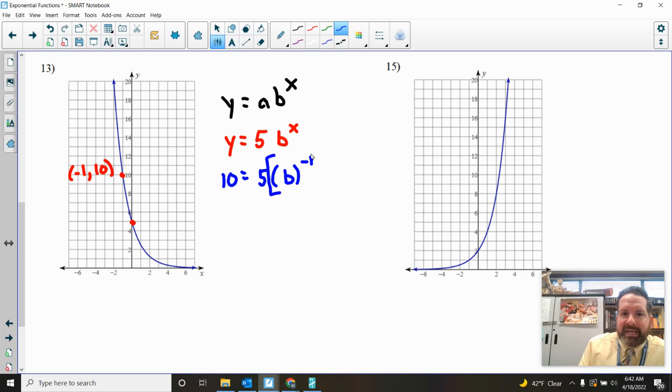Let's get this by itself. It's currently multiplied by 5, so how about I divide by 5? That'll give me 2 equals b to the negative 1.